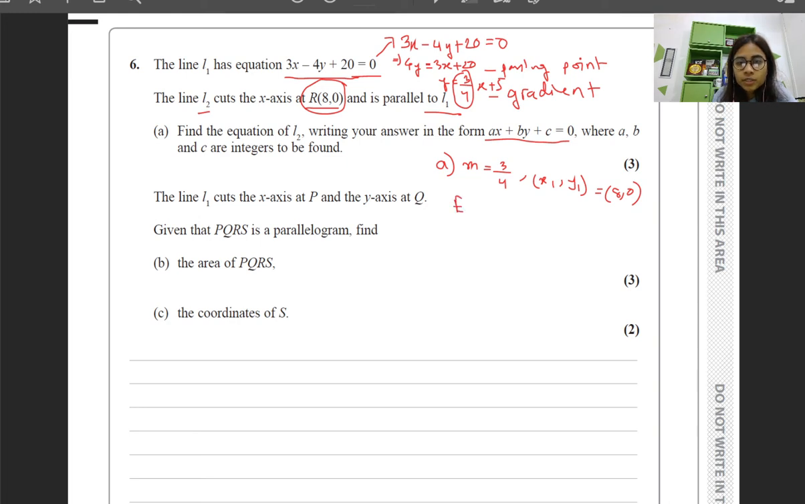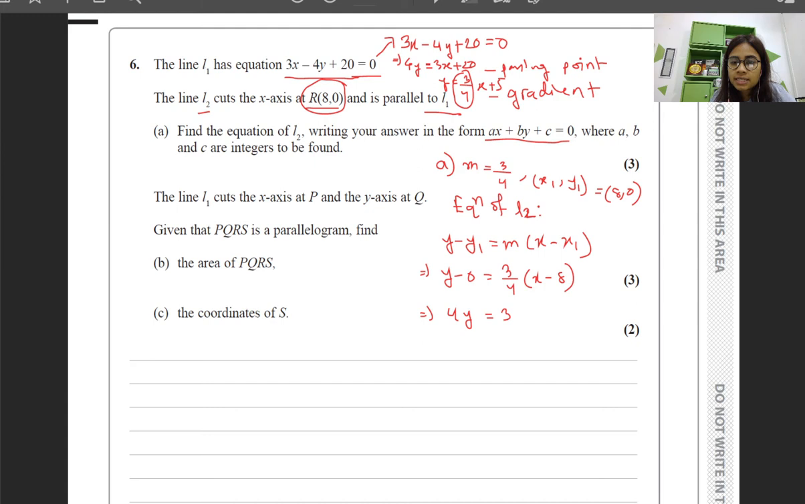So the equation of L2 is y minus y1 equals m into x minus x1. So y minus 0 equals m, which is 3 over 4, times x minus 8. If we cross multiply we get 4y equals 3x minus 24. Simplifying it gives us 4y minus 3x plus 24 equals 0. So this is the equation of the line in the required form.